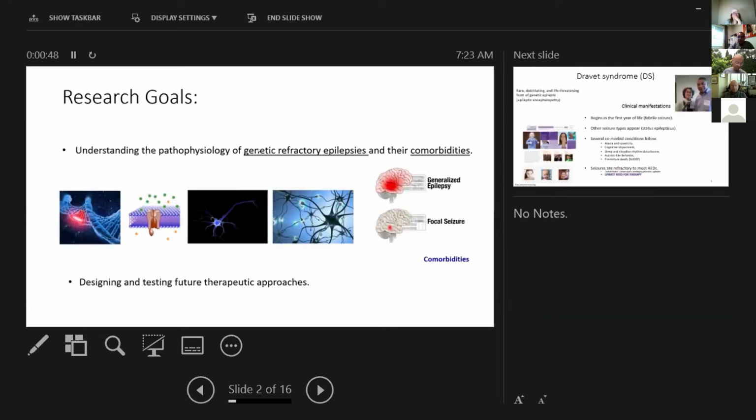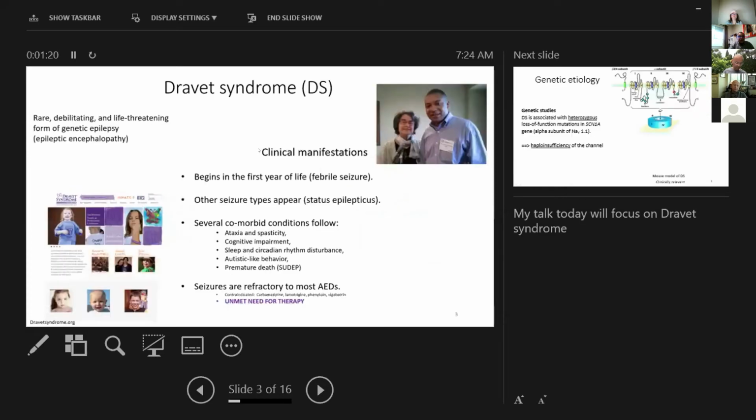But before I talk about our gene therapy project, I would like to mention, and some of you know that, the main focus of my lab is to understand the pathophysiology of genetic refractory epilepsies and their comorbidities. And the second fold of my research interest is to design and test future therapeutics for this very difficult epilepsy to treat.